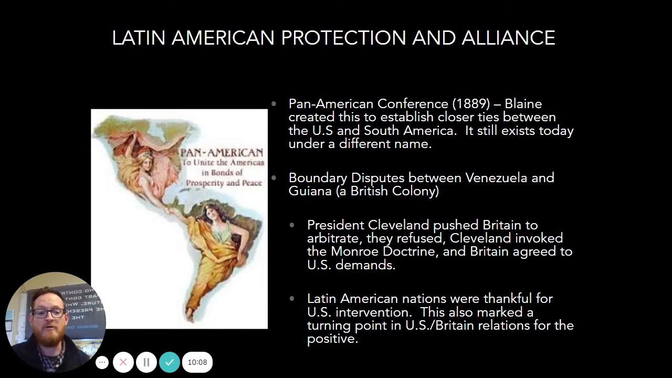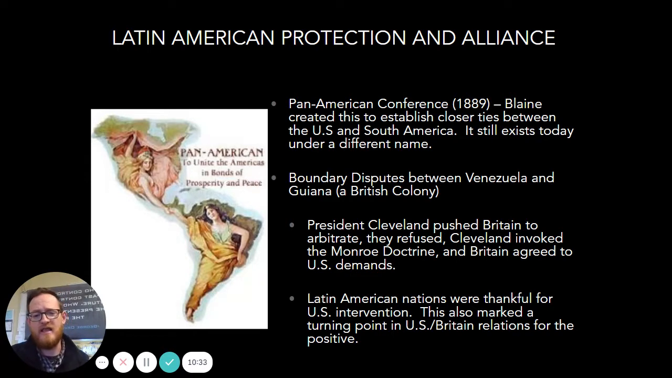There have been boundary disputes between Venezuela and Guyana, which was a British colony during this time. President Cleveland pushed Britain to arbitrate. They refused. Cleveland invoked the Monroe Doctrine, and Britain agreed to the U.S. demands. Latin American countries at this time were thankful that the United States was involved and was playing a part within Latin America.